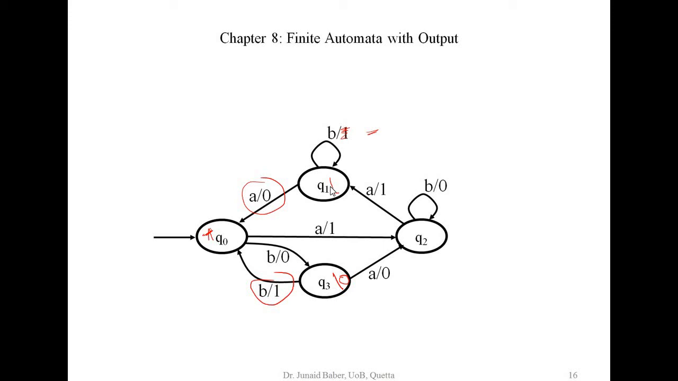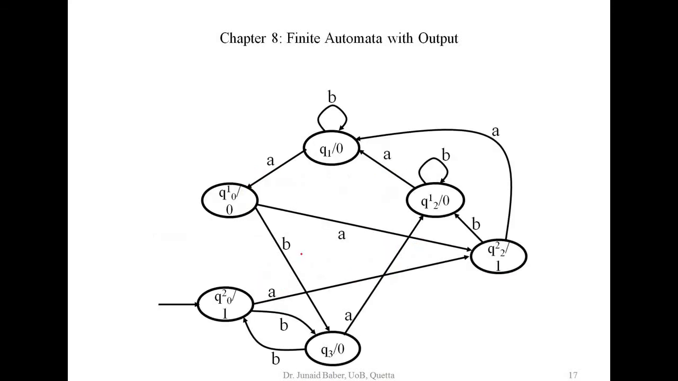So Q3 and Q1 are the straightforward cases, and we can easily label them. However, Q0 and Q2 are the tricky ones. Why? Q0 has an incoming edge with 0 output, and B with 1, with another output. So Q0 had two different incoming outputs. That is why Q0 will be divided into two parts, and again Q2 will be divided into two parts. Why? We have 0 incoming output and 1 incoming output.